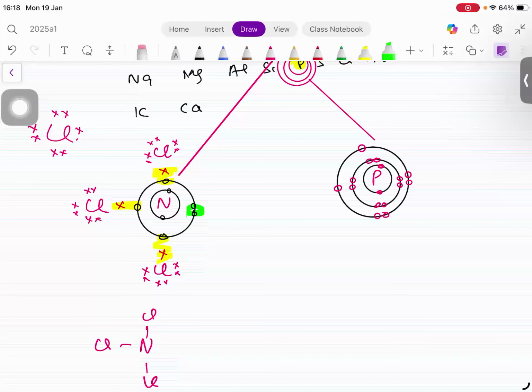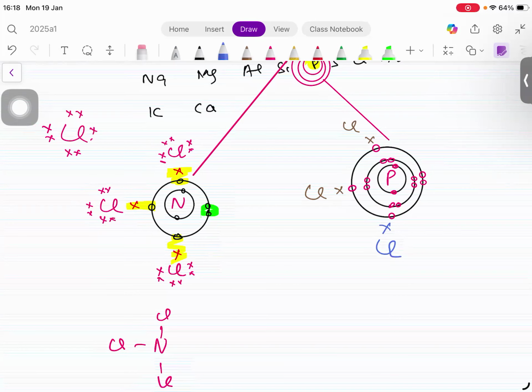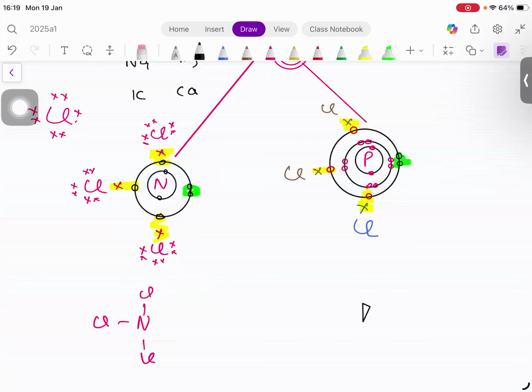Now come to the other side, the phosphorus. If you look at the phosphorus, three chlorines come here, one, two, and then three. How many electrons does this phosphorus have now? 8. Its octet is also complete. Now listen carefully. This becomes NCl3 and this becomes what? PCl3. Now listen carefully to what I'm trying to do.